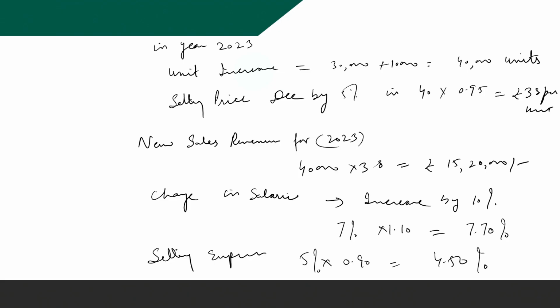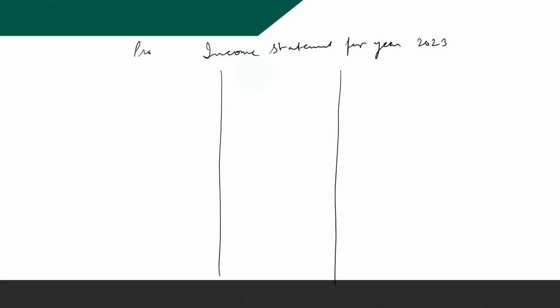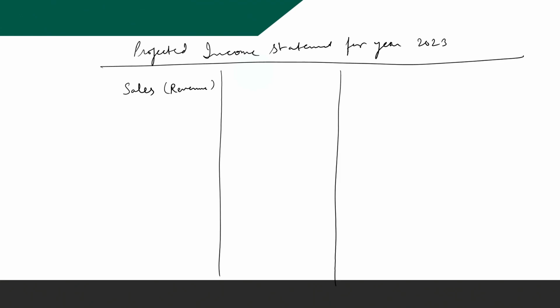So going to the projections, now we prepare the income statement for the year 2023, which is going to be the projected statement. Taking up the items one by one, first we take up the sales or the revenue. We just computed 40,000 units to be sold at a rate of rupees 38 per unit. So it comes to the amount of 15,20,000. This is our base.